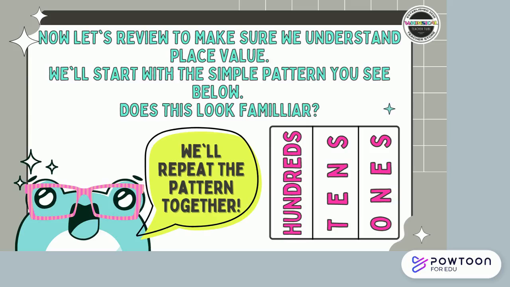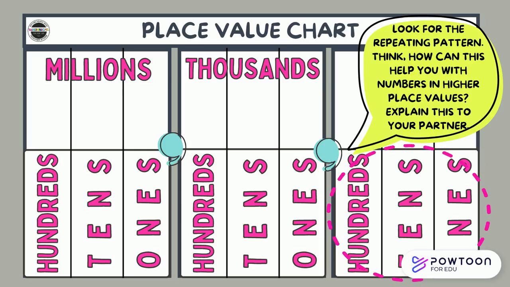Now let's review to make sure we understand place value. We'll start with the simple pattern you see below. Does this look familiar? Ones, tens, hundreds. We'll repeat the pattern together. Let's go. Ones, tens, hundreds. Look for the repeating pattern. Think. How can this help you with numbers in higher place values? Explain this to your partner.